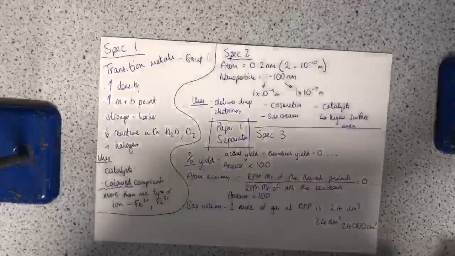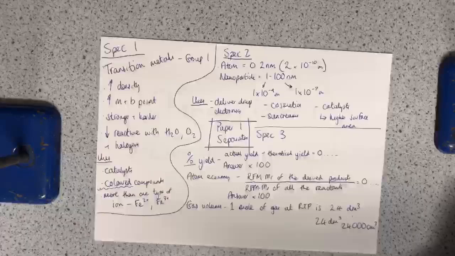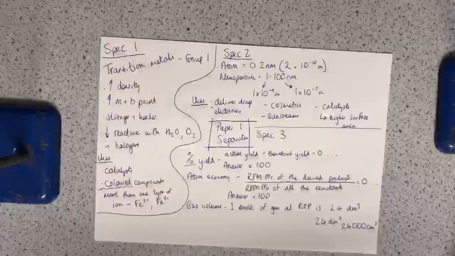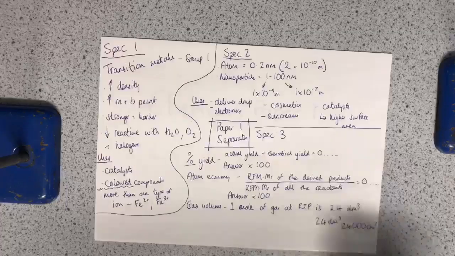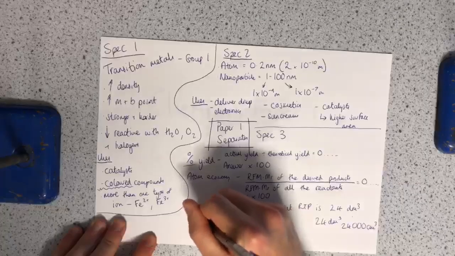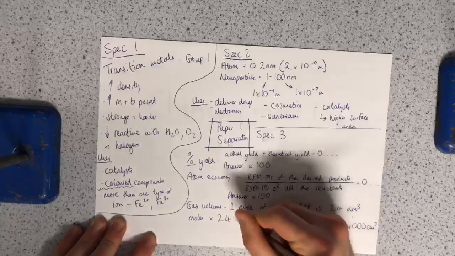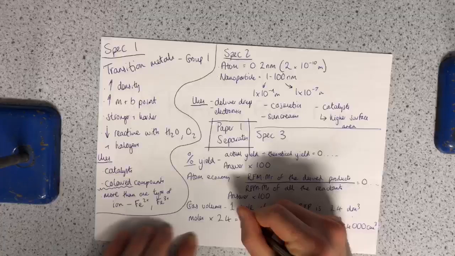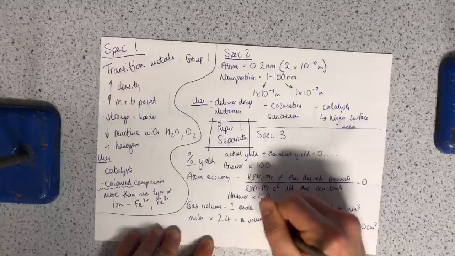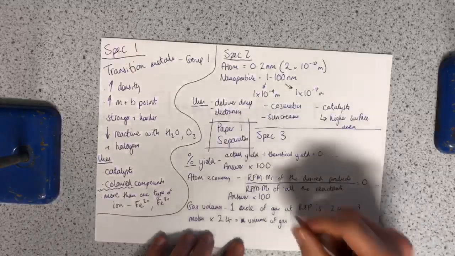So for this one, you might be given a gas to work out, and you'd be expected to work out what would be the volume of gas at room temperature and pressure. So what you would do is moles times 24, and that would give you its volume of gas. There we go. Units for that again would be decimeters.